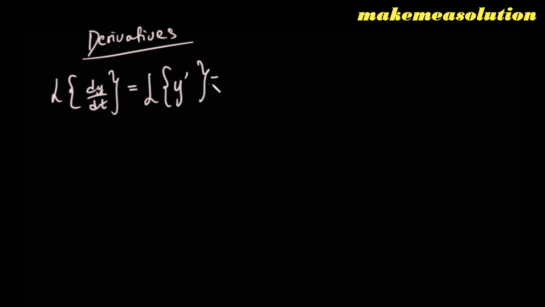So we want to find the Laplace transform of derivatives. What do I mean? I have the Laplace transform of dy dt, for instance, or dx dt. So in the case of dy dt, we know it as the Laplace transform of y prime. This is going to give you s times the Laplace transform of the small letter y, which is capital letter Y of s, minus y of 0.